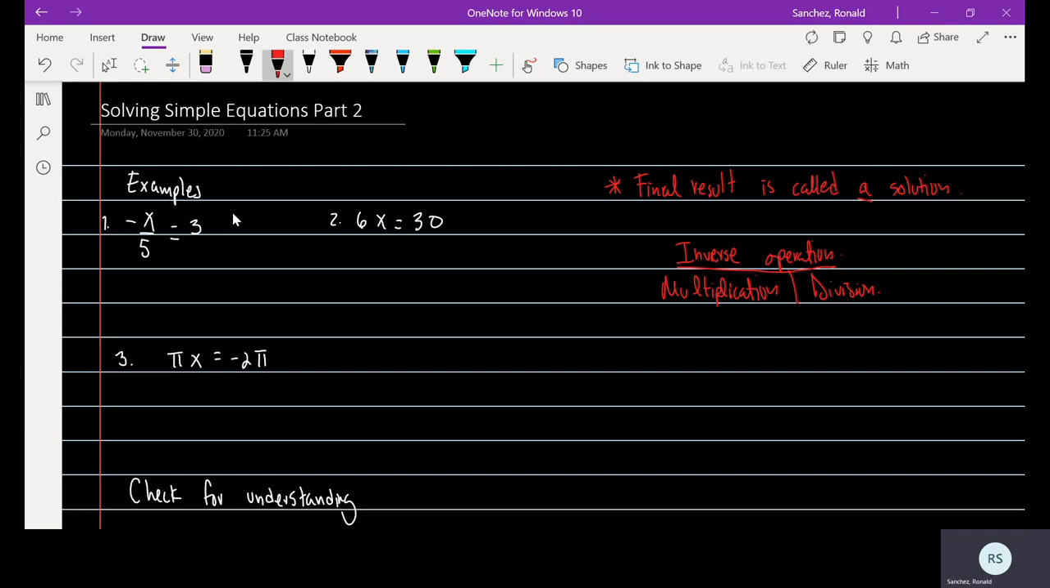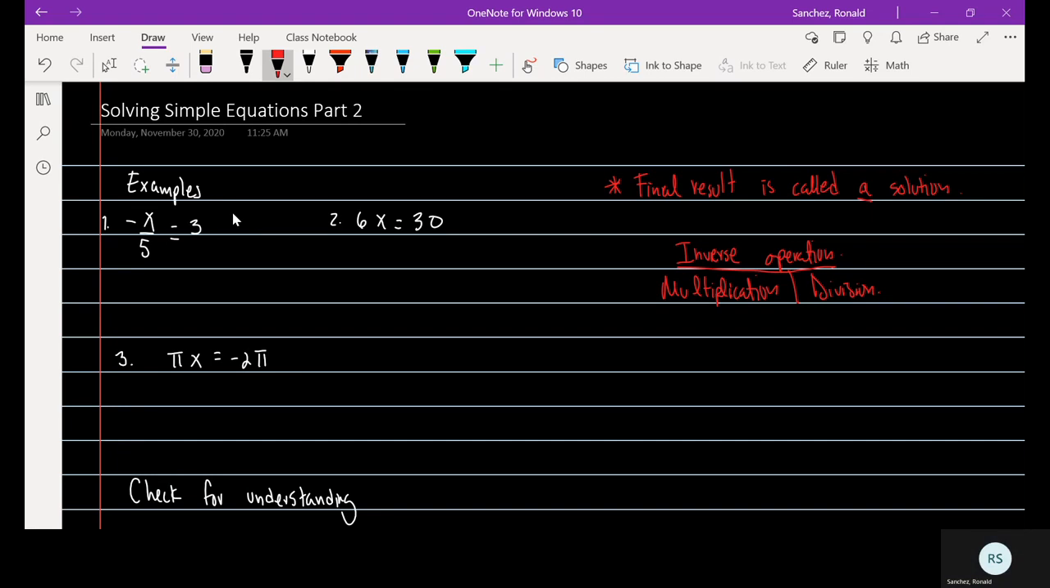Example number one is kind of fun. We have negative x divided by 5 equals 3. Our goal is to find a number x that when we divide by negative 5, we get positive 3. So let's think about that. Sometimes we can get it right away, and sometimes we cannot.